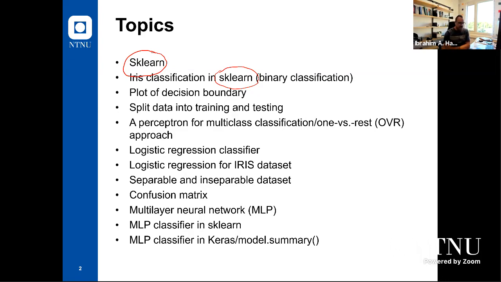And after that, if we have time, we will go to the multi-layer neural network, the multi-layer perceptron classifier in sklearn. How can we implement it in sklearn? How can we implement an MLP classifier in Keras? Keras is a fantastic tool, and we will use it a lot. If you study deep learning, for example, you need to know how to use Keras. It's simple. It makes life much easier.